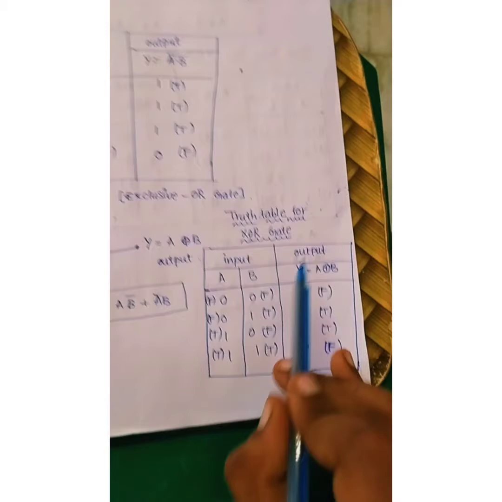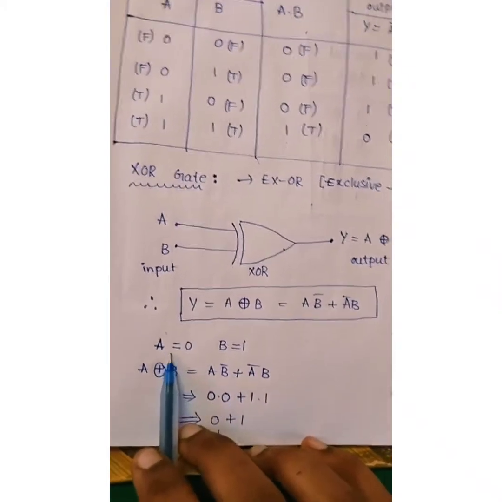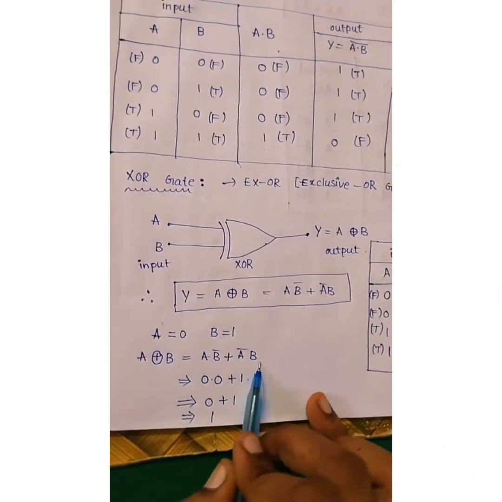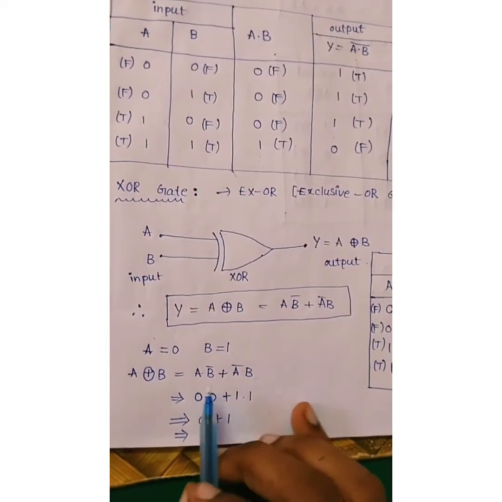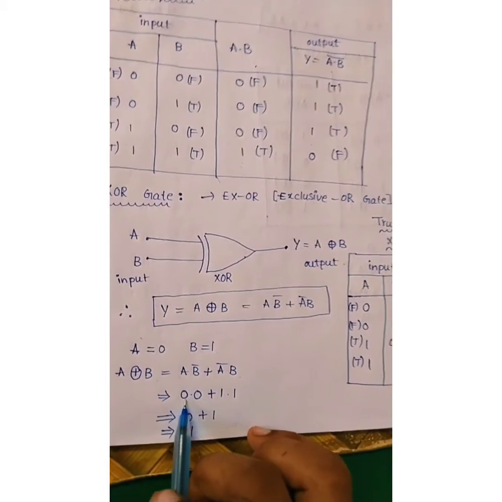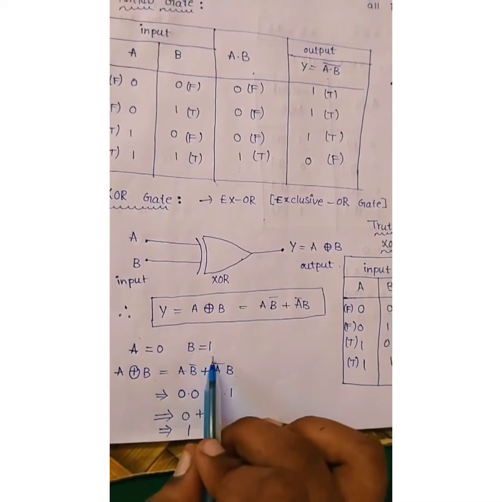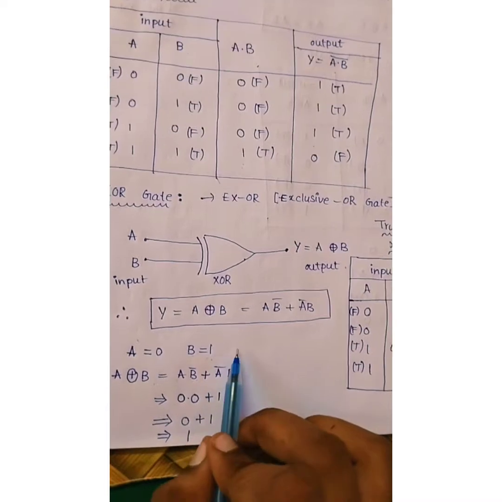How to find this A XOR B: we take the inputs A and B, where A is 0 and B is 1. We find A XOR B in this form for producing the output. Here A is 0, and here B bar. B bar means, since B is 1, we take the reverse, so B bar is 0.